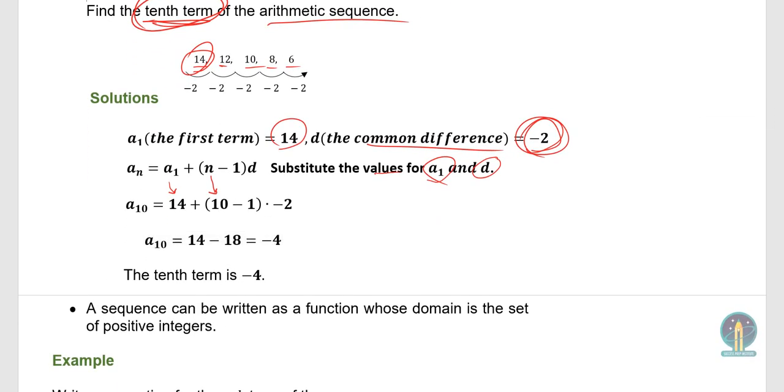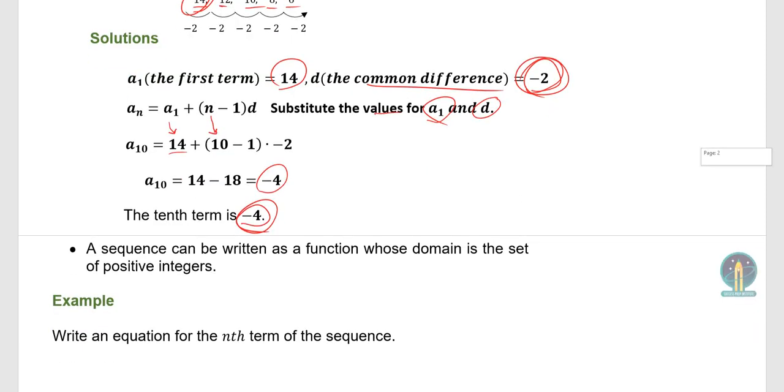Okay, so a sub 10 equals 14, and then 10 minus 1 is 9, times negative 2 is negative 18. 14 minus negative 18 is minus 4. Okay, so the 10th term is minus 4. A sub 10 is minus 4.